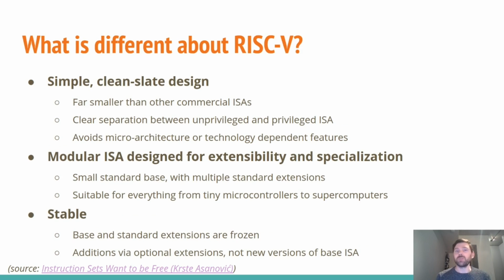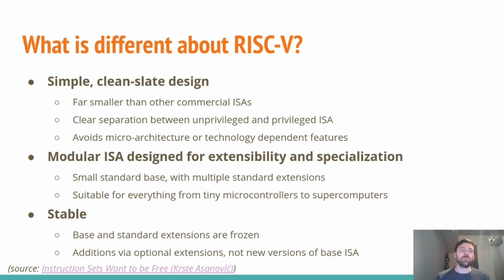So what's different about RISC-V? Because there are many instruction sets out there. Well, it's a simple and clean slate design, kind of built upon the many decades of knowledge and skills that the team at Berkeley had developed. It's far smaller than commercial instruction sets and has a clear separation between unprivileged and privileged instruction set. It also avoids baking in microarchitecture or technology-dependent features into the instruction set. So there's a separation there between the standard or the specification and how it's implemented.